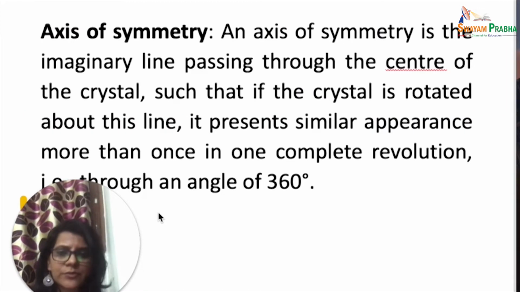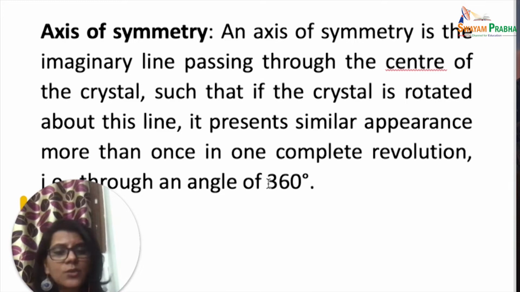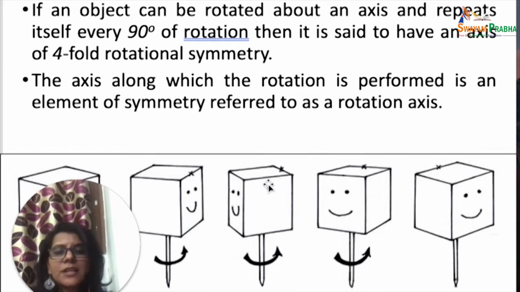So what is the axis of symmetry? An axis of symmetry is the imaginary line which passes through the center of the crystal such that if the crystal is rotated about this line, it presents similar appearance more than once in one complete revolution through an angle of 360 degrees. I am repeating, an axis of symmetry is the imaginary line which passes through the center of the crystal such that if the crystal is rotated about this line, it presents similar appearance more than once in one complete revolution, that is through an angle of 360 degrees. Let's take a look at it.